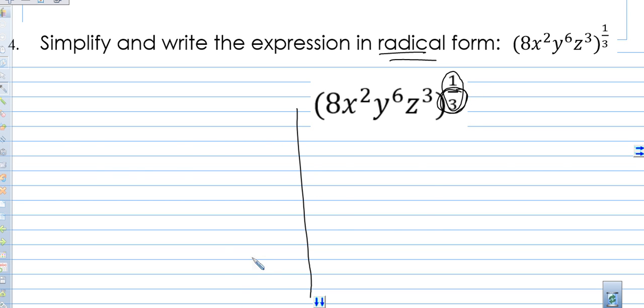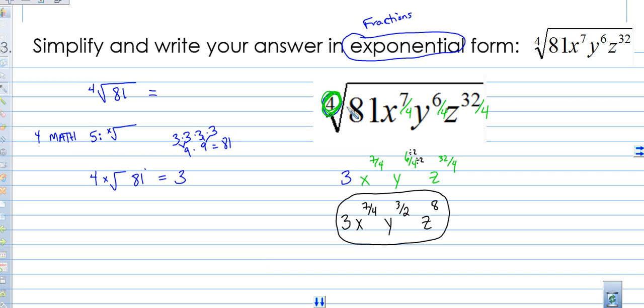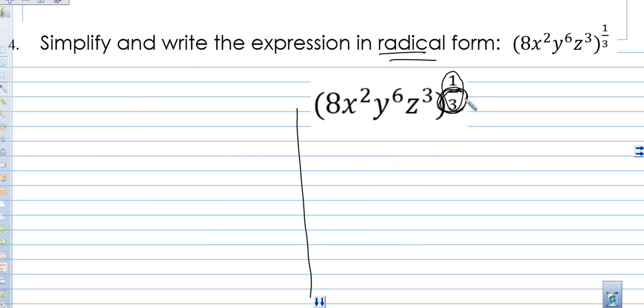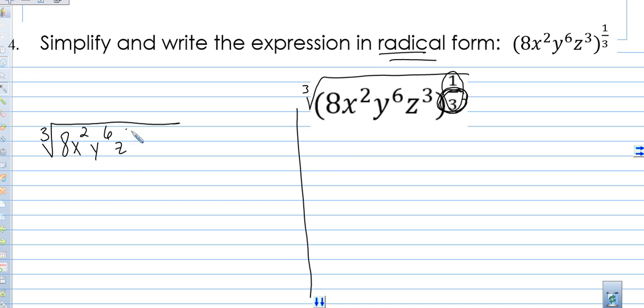And if we look back at the previous question, when you're dividing by 4, that really means you had a 4 on the outside of the radical. So we'll look at this. This really means we could put 3 on the outside of the radical. So I'm going to do that here. I'm going to rewrite this using the radical 8x squared y to the 6th z to the 3rd.